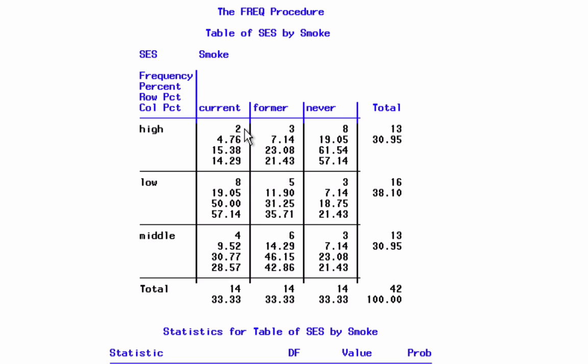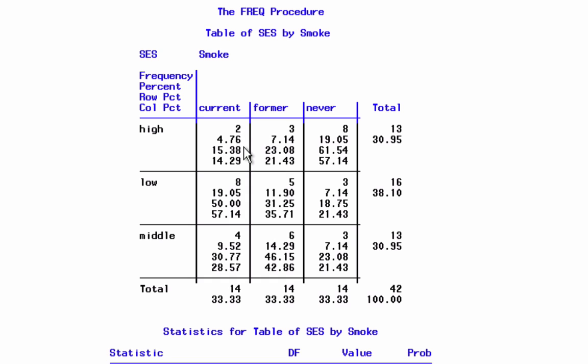In other words, there are 2 individuals in this data set who are current smokers of high SES. The second number corresponds to the percent, and that is the percent of individuals in this cell out of the total number of individuals in the table. In other words, 4.76% of all the individuals in this table are current smokers of high SES, or 2 out of 42.